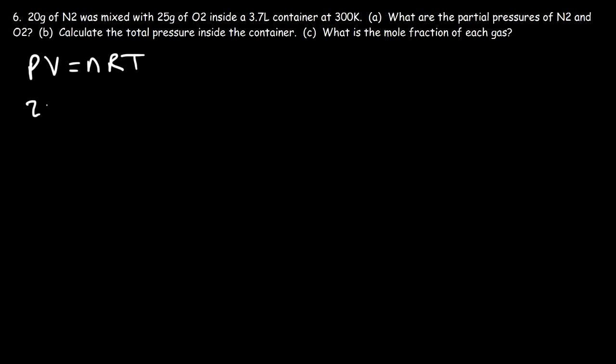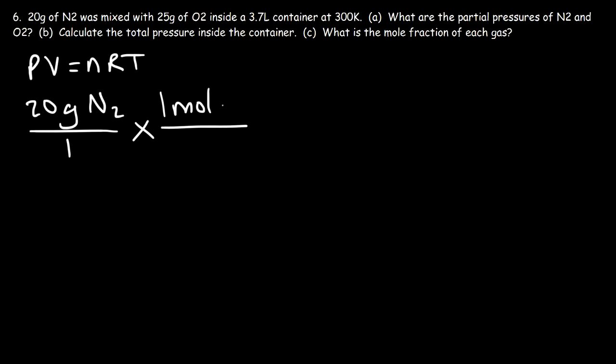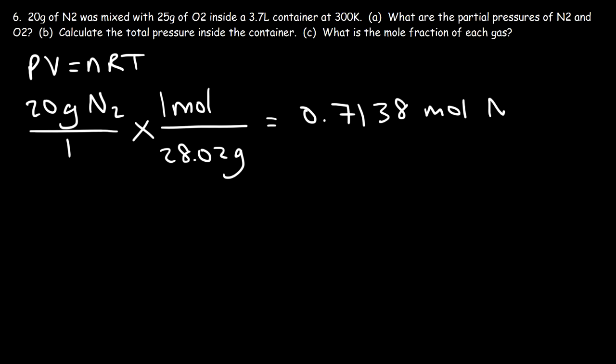So first, I need to find the moles of N2. I have 20 grams of nitrogen gas, and the molar mass of N2 is 28.02. It's 14.01 times 2. So there are 0.7138 moles of nitrogen gas.